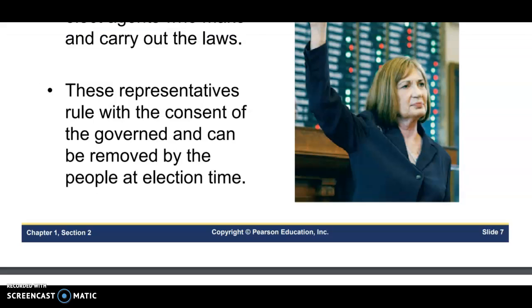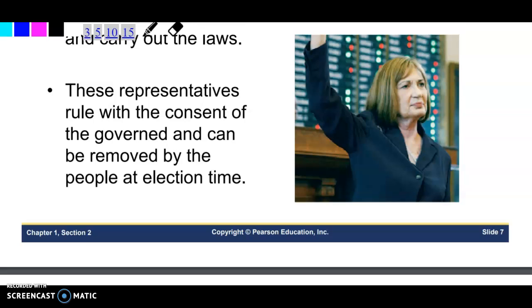These representatives rule with the consent of the governed and can be removed by the people with an election at any time. So what you need to know in this bullet is just that these representatives can be removed by the people at election time.